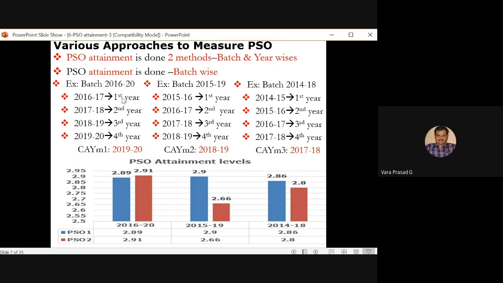In the sense, the student who was admitted in 2016 will pass out in 2020. So you have to wait for the 4 years. That is one of the drawbacks of this.